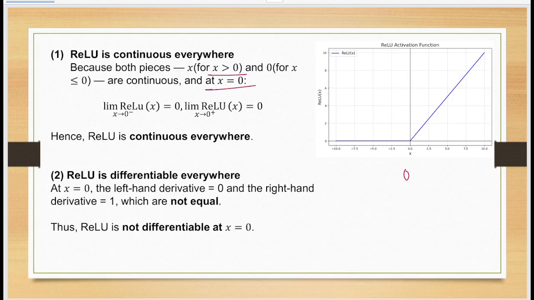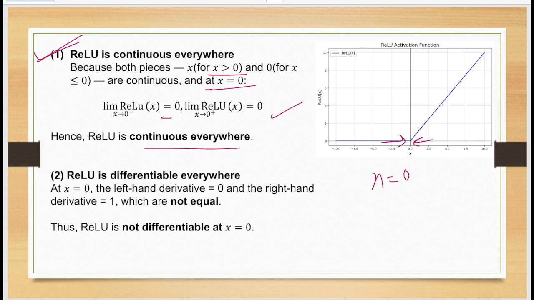So they are continuous at x equal to 0. If you check at x equal to 0, we get 0 from the left, and from the right we also get 0. So if you approach the limit from the left side and right side at x equal to 0, we get the same value. That means it is continuous at x equal to 0. So hence it says ReLU is continuous everywhere. That is true. So the first statement is true.